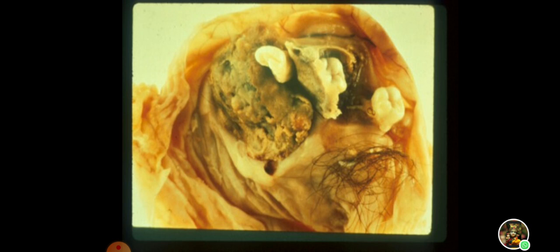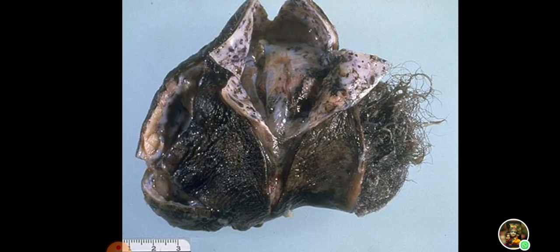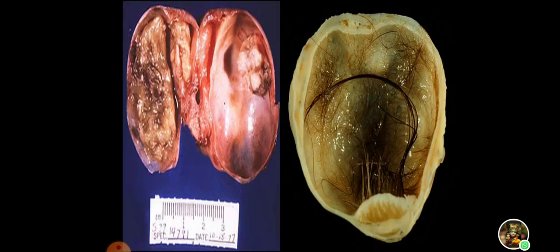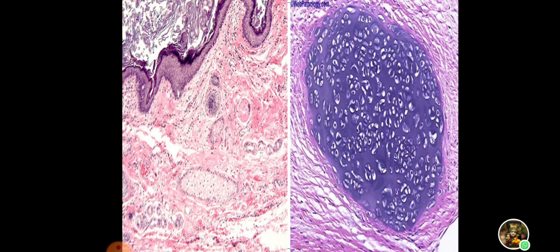As you can see in the figure, you can see the tooth, cartilage, hair, and surrounding structures in the dermoid cyst. This is another gross picture of the dermoid cyst teratoma. Another picture. And this is the microscopy of the dermoid cyst, which includes epithelium, sebaceous glands, hair follicles, and cartilage.